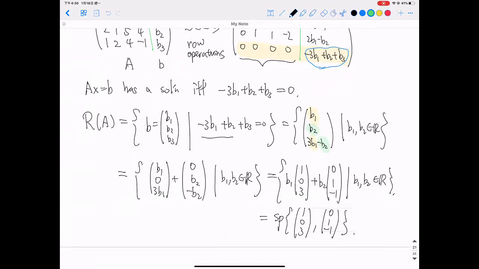So this seems to be a good place to stop. We'll stop here, and there's another example of subspaces I will consider next time.